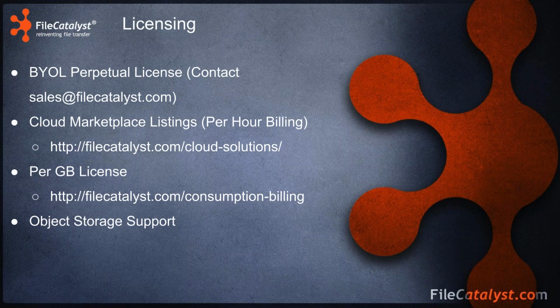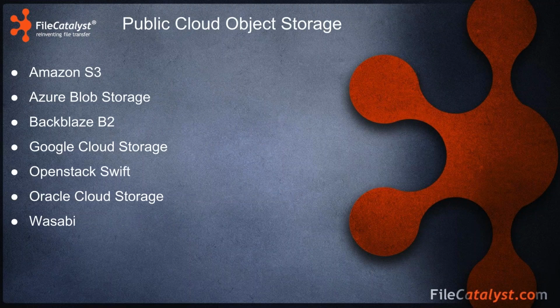The next license is our FileCatalyst per gigabyte license, and this again is similar to the per hour, but in this case we're paying only for the amount of gigs transferred. So you can have this license running throughout the entire year, but you're only paying when you transfer files. And again, the URL is filecatalyst.com/consumption-billing. And again, I'll show you this page. You can go through this page to sign up, and the system will send you instructions on how to download the software as well as the license key. And then we'll talk about object storage support.